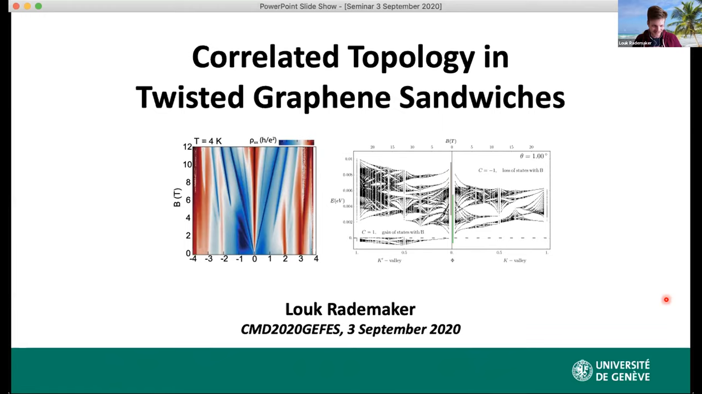And thanks to the organizers for giving me the opportunity to talk about my work here. I decided to extend it a bit because there's an overarching theme of the things I've been working on related to twisted bilayer graphene and other twisted structures, which is the combination of correlations and topology. Luckily, the last talk already introduced the quantum anomalous Hall effect, so I don't need to introduce that.